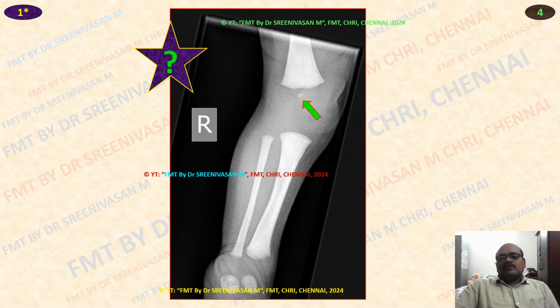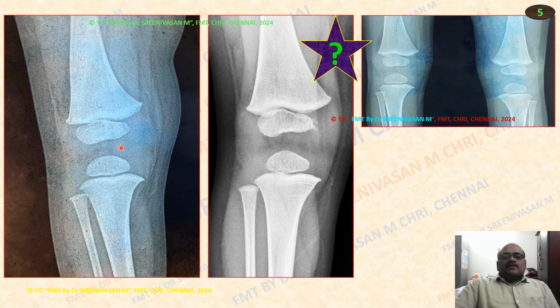In this X-ray of knee joint AP view, you can see the lower end of femur has appeared but not fused here. Upper end of tibia also appeared, not fused, but fibula has not appeared at all. Here there is no radiopaque shadow. Similarly, here also fibula not appeared.